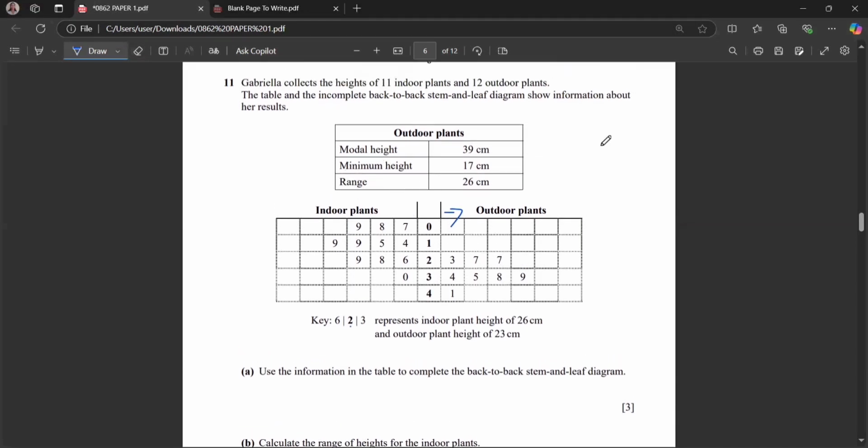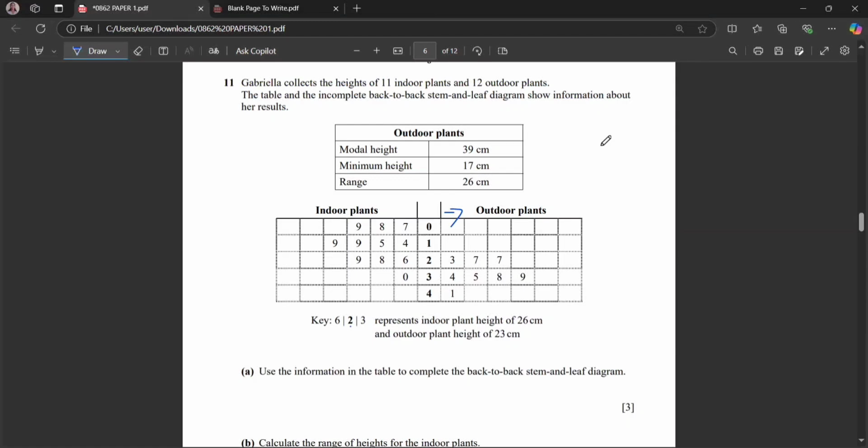Now, mode means repeated value. So if you have a set of values, the most repeatedly occurring value is what you call the mode of that set of values. So modal height is 39 centimeters for outdoor plants, meaning when you measure those 12 plants, most of them measured 39.